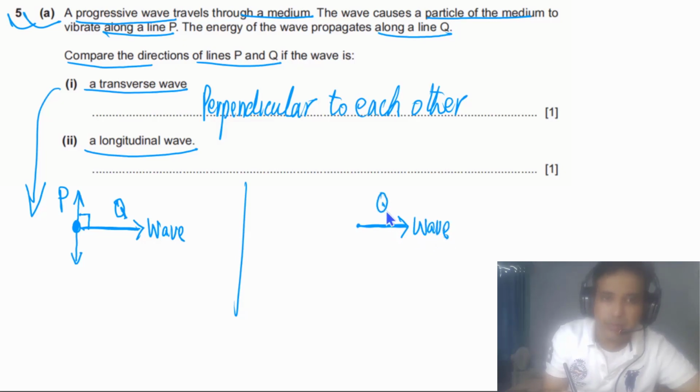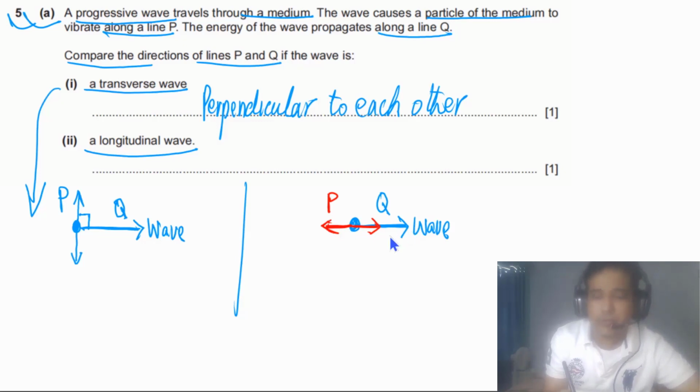So this is represented by Q, and now we can imagine that we have a medium particle. This medium particle will vibrate to the left and to the right. So this will vibrate to and fro in this direction. This is how the particle will vibrate.